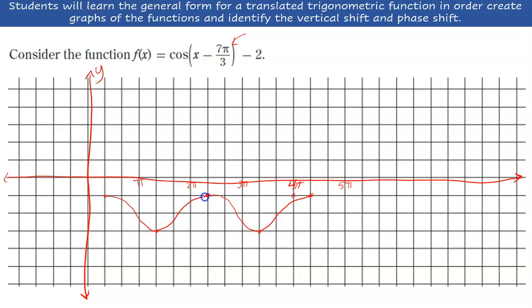So moving my graph 7 pi over 3 is really the same as just moving it to the right 1 pi over 3. Because isn't that what happened? Because cosine would normally be like this.